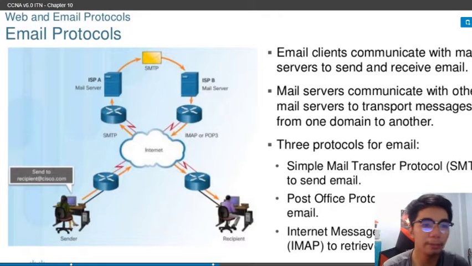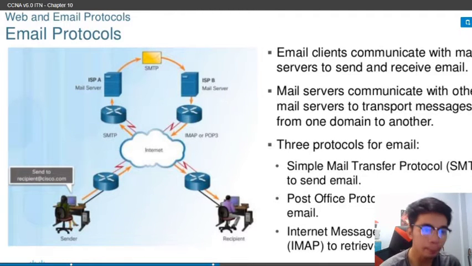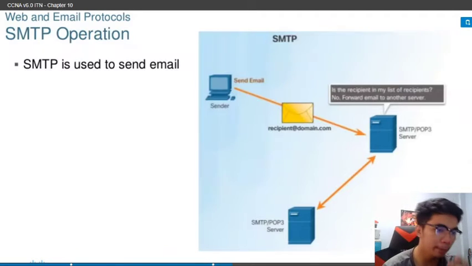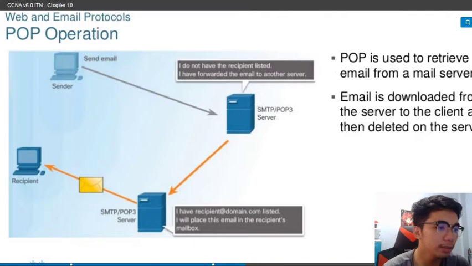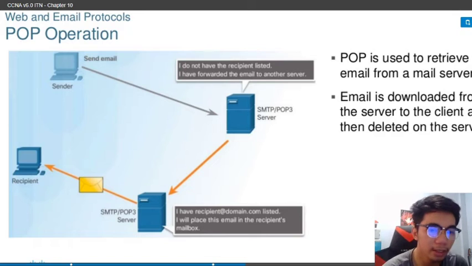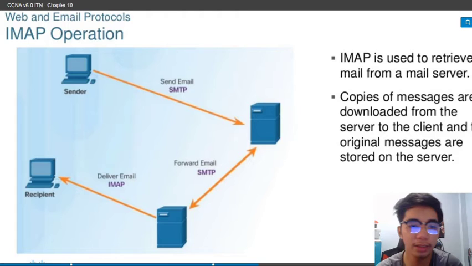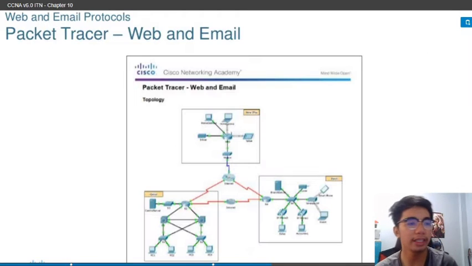Then email protocols communicate with a mail server to send and retrieve mail. The three protocols for email are SMTP, POP, and IMAP. SMTP is used to send email. POP is used to retrieve email from an email server. Email is downloaded from the server to the client and then deleted on the server. IMAP is also used to retrieve mail from an email server, but it copies the message or downloads a copy.